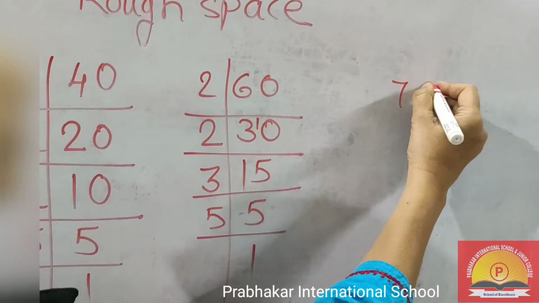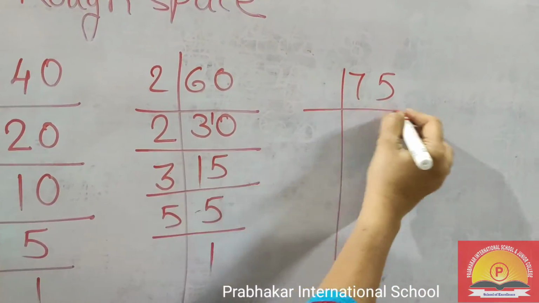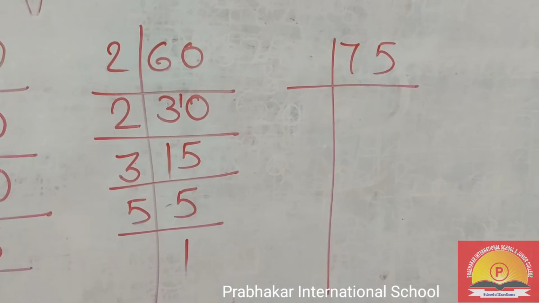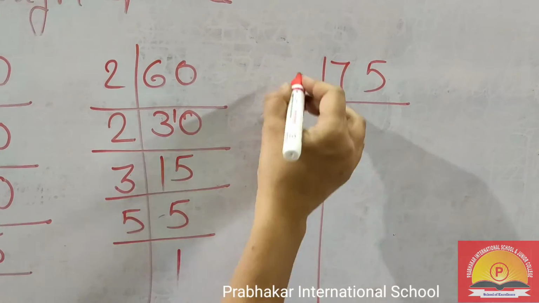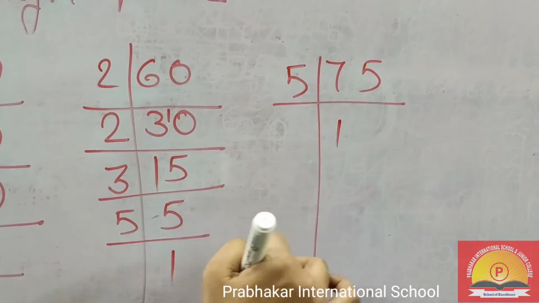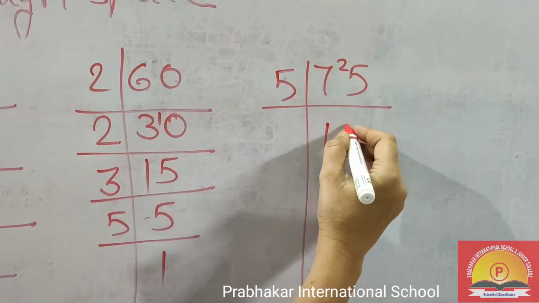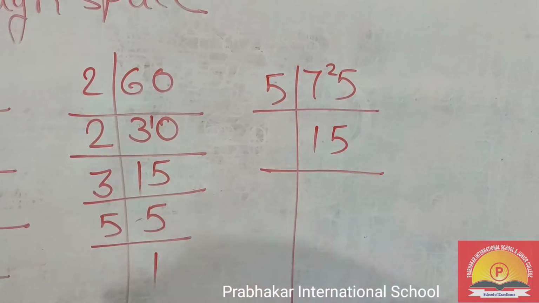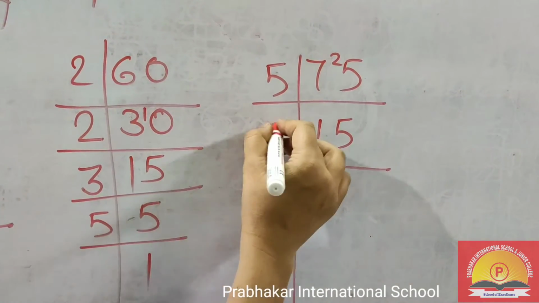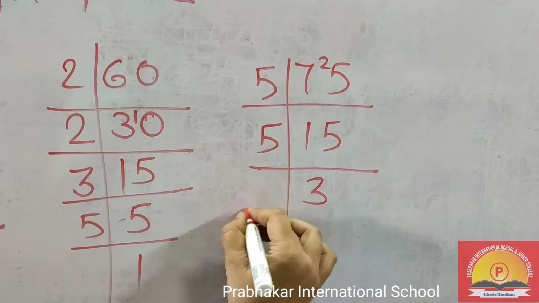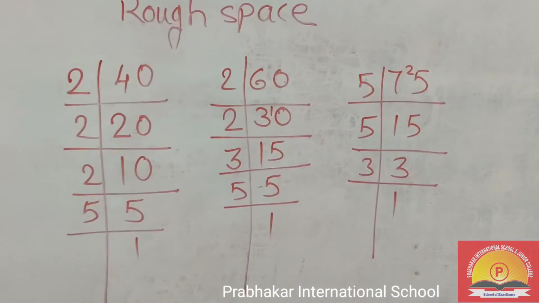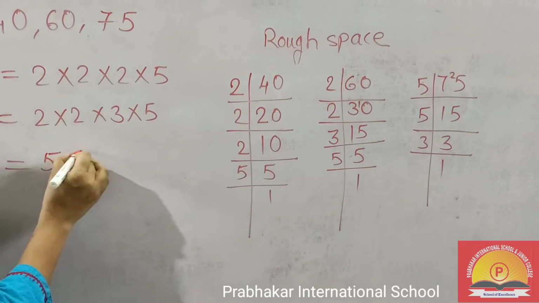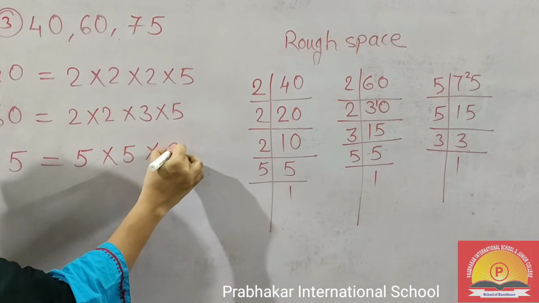I will write here 75. Now you know that the digit at unit place is 5. It means that the entire number is divisible by 5. 5 ones are 5. 2 carry over. 5 fives are 25. Then 5 ones are 5. 5 threes are 15. And 3 ones are 3. So prime factors of 75 are 5 into 5 into 3.